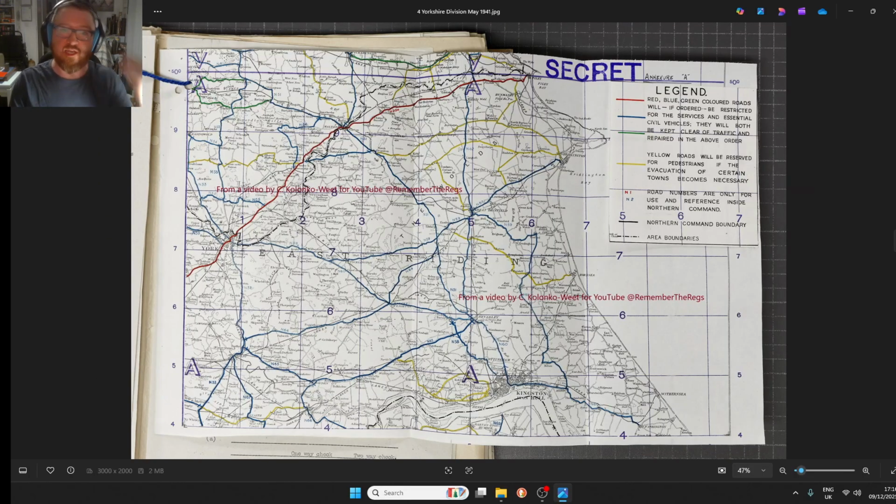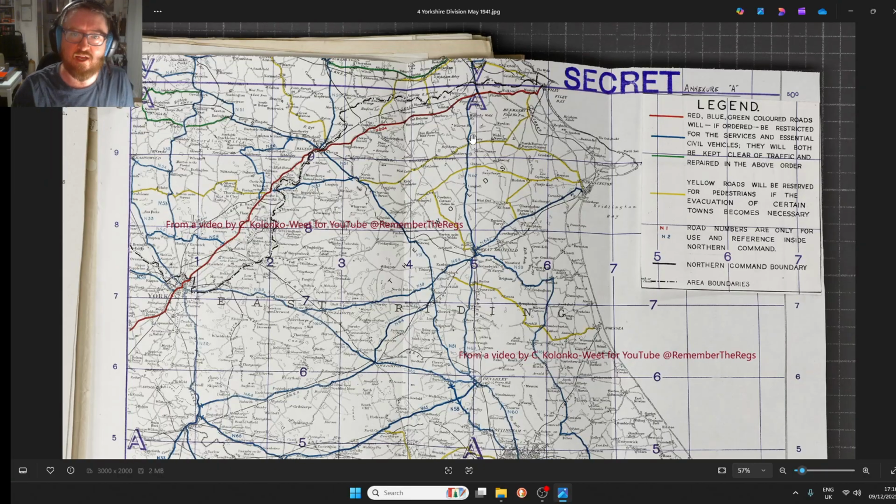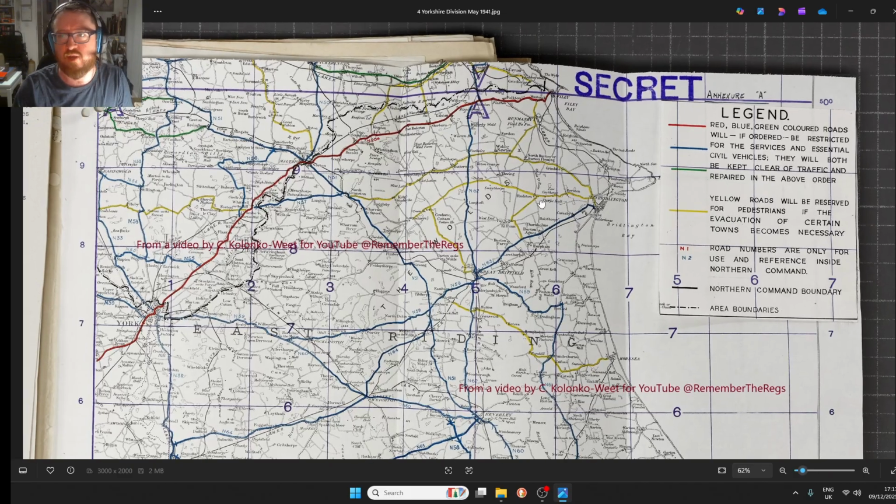So coming into East Yorkshire, my favourite area, we have a really nice colour map which shows again this kind of pre-planning going on in terms of how the road network is going to be used. So red, blue, green coloured roads will be, if ordered, restricted for the services and essential civil vehicles, so the military and essential civil vehicles. They will both be kept clear of traffic and repaired in the above order. So if the red roads are damaged, then they'll be repaired first. If blue are damaged, they'll be repaired second. And if green are damaged, they'll be repaired third.